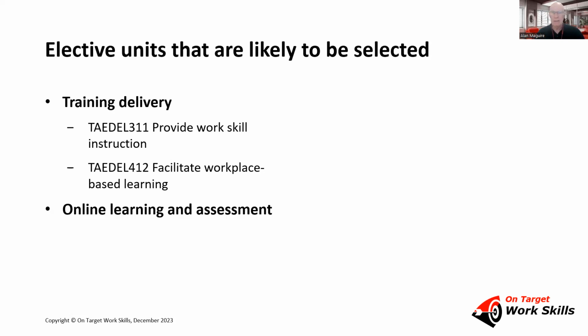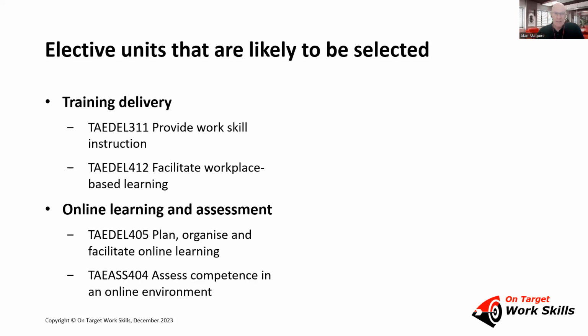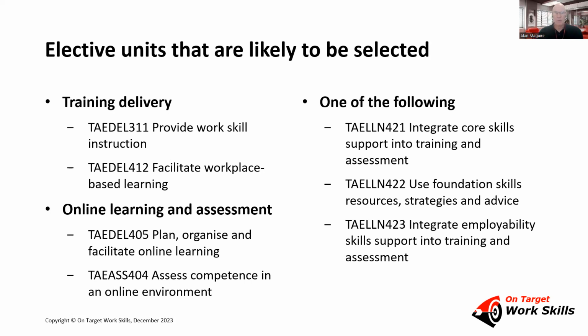There are 2 online learning and assessment units, and they are likely to be chosen. The thinking now is that many people in the future will need to be able to deliver training and assess people online. Therefore, often they will be included. One of them is called Plan, Organise and Facilitate Online Learning, and the other one is Assess Competence in the Online Environment. Now, there's a chance that your course is likely to choose one of the following 3 units, and they will be either relating to language, literacy and numeracy, or employability skills, or foundation skills.